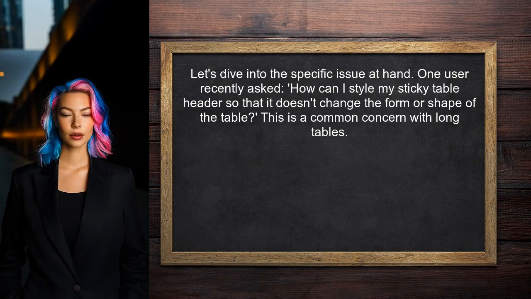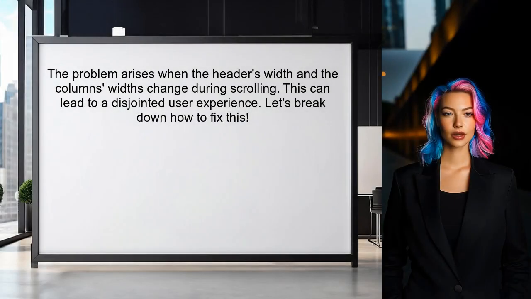Let's dive into the specific issue at hand. One user recently asked, "How can I style my sticky table header so that it doesn't change the form or shape of the table?" This is a common concern, especially when working with long tables. The problem arises when the header's width and the column's widths change during scrolling. This can lead to a disjointed user experience. Let's break down how to fix this issue step by step.